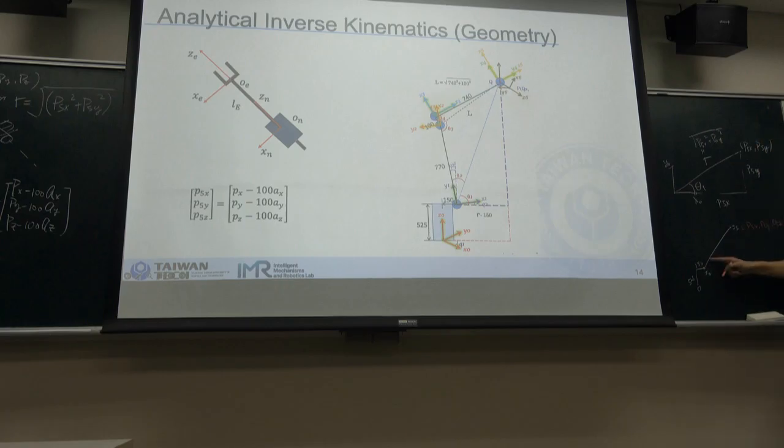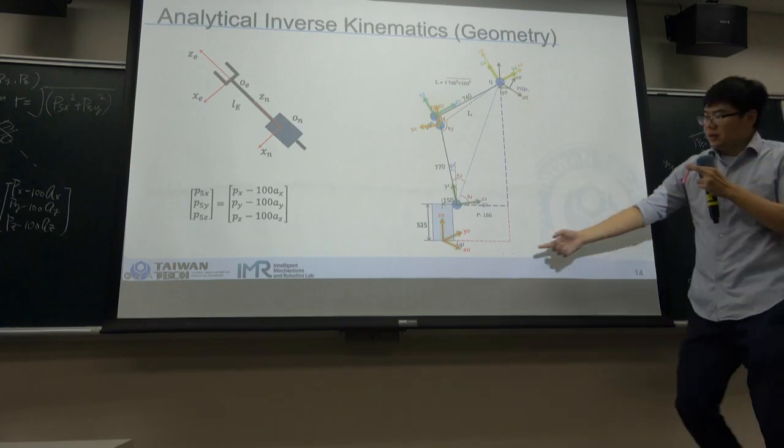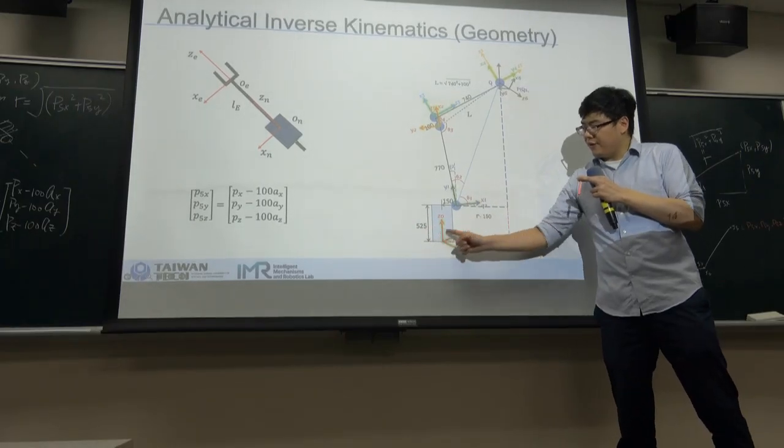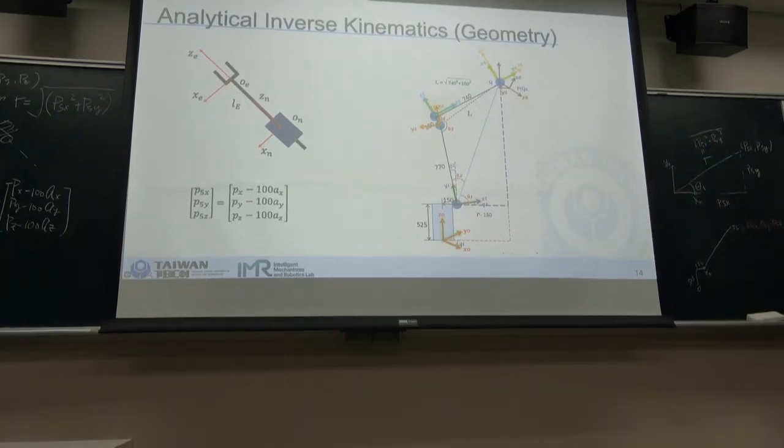And so the P5, 525 is in the direction of V, and 150 is in the direction of, you need to multiply by the x and multiply by theta 1. So here we only need our theta 1, so we can also find this point.